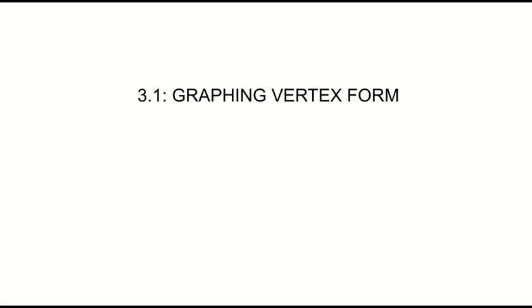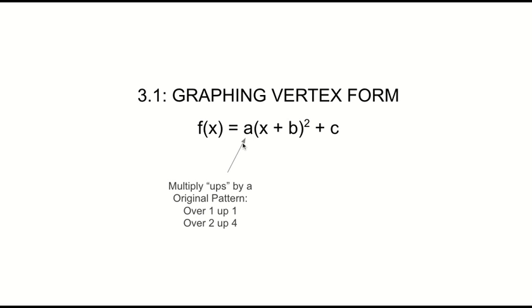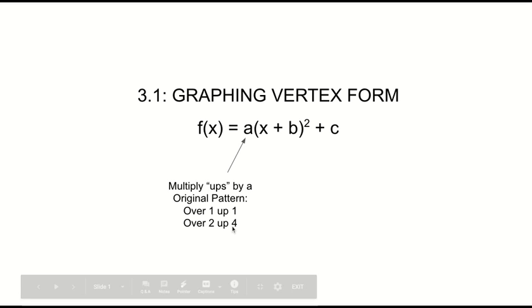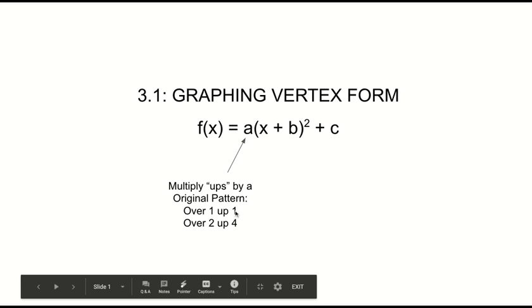So for 3.1, we graphed it in what's called vertex form, which looks like this, where you have x inside of parentheses with a squared on the outside. The number in front of the parentheses is a vertical stretch. What you're going to do is multiply the ups by a. The original pattern is over 1, up 1, and over 2, up 4. This is easy to remember because 1 squared is 1, 2 squared is 4.